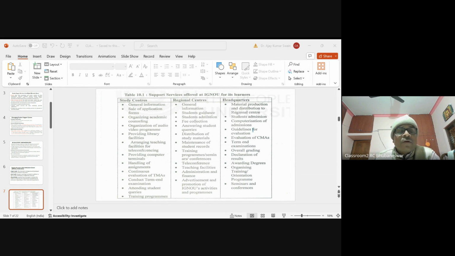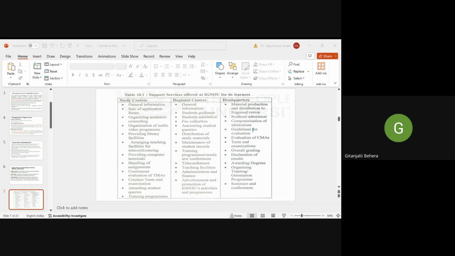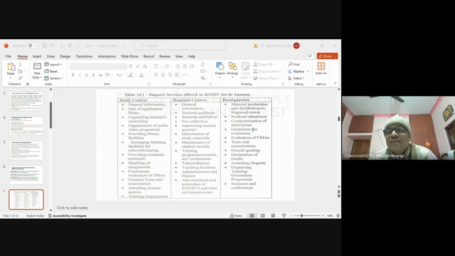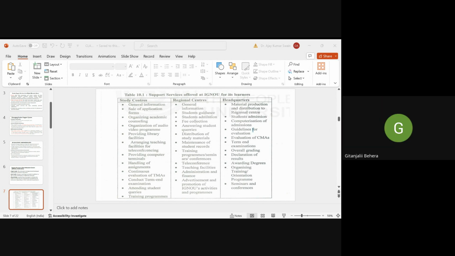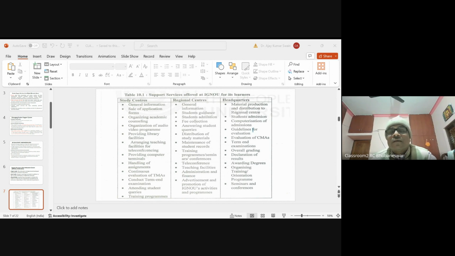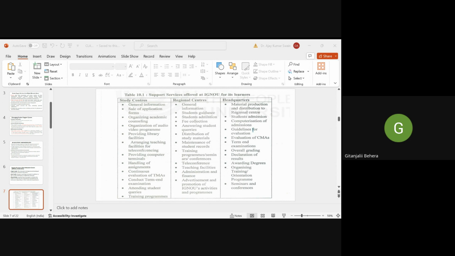You are accommodated with different study centers. Gitanjali Behera, which is your study center? Sir, which is your study center? Sir, Berhampur Khallikote College.